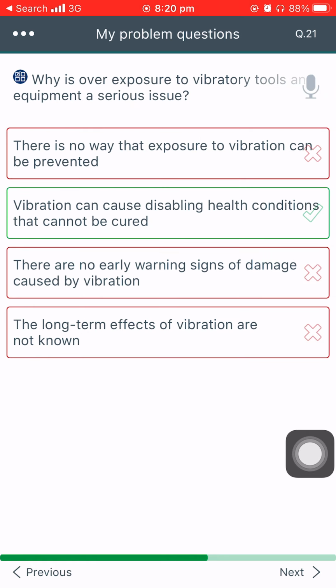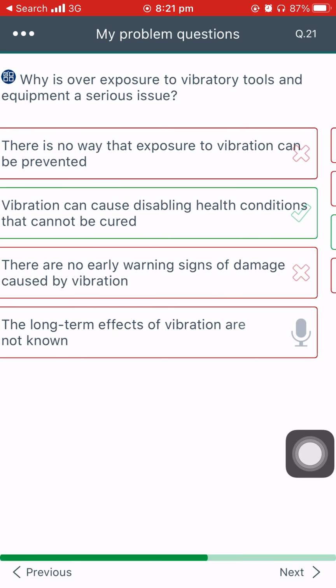Why is overexposure to vibratory tools and equipment a serious issue? There is no way that exposure to vibration can be prevented. Vibration can cause disabling health conditions that cannot be cured. There are no early warning signs of damage caused by vibration. The long-term effects of vibration are not known.